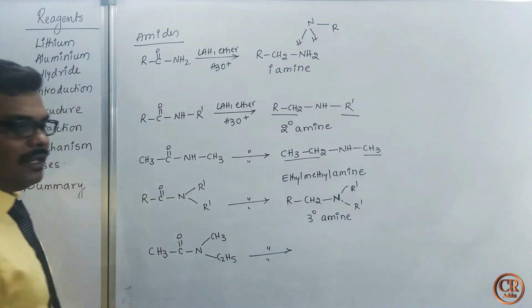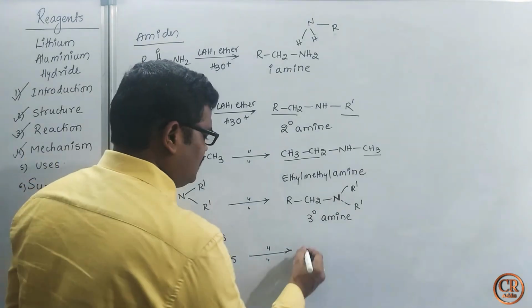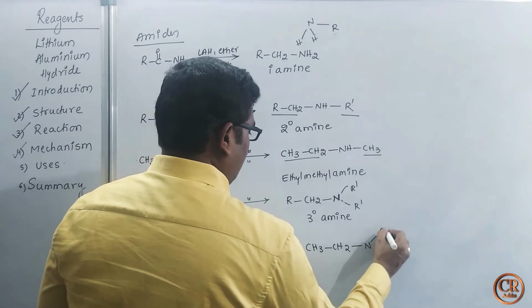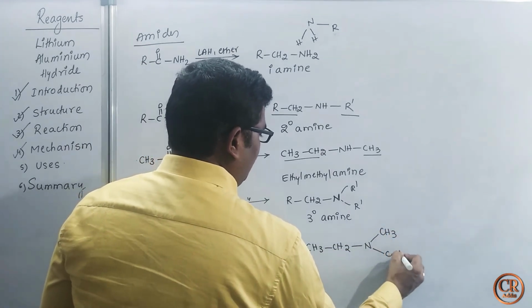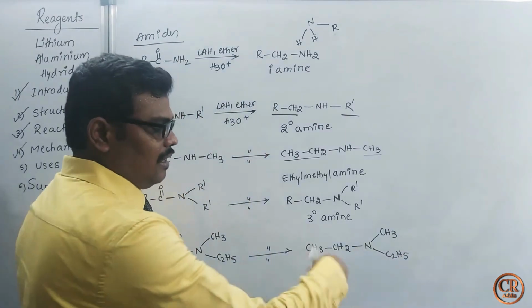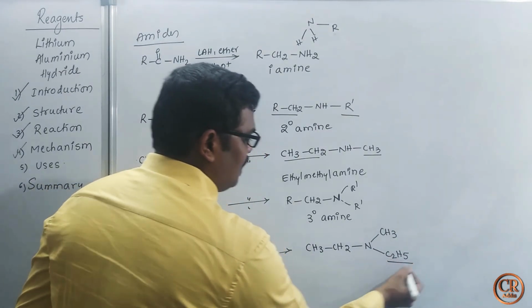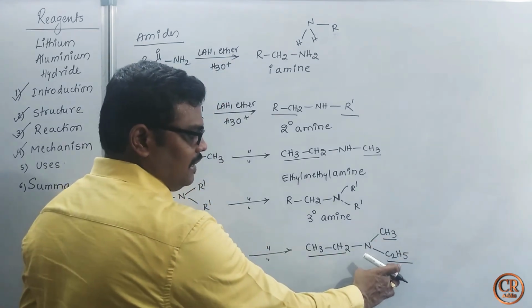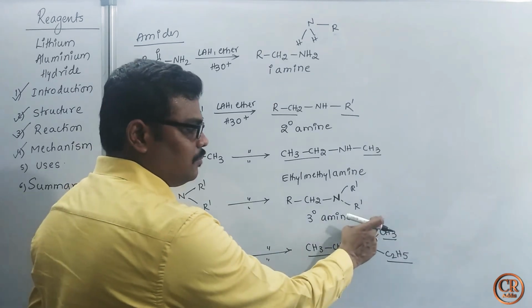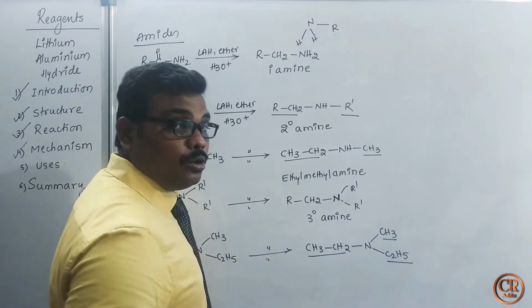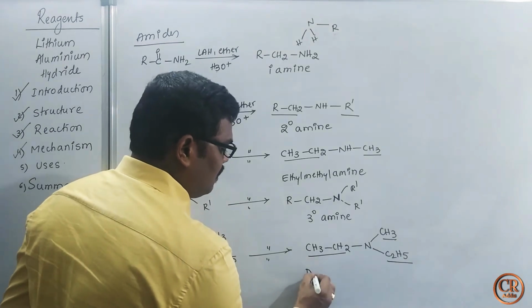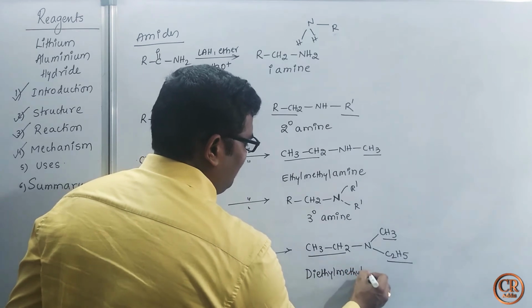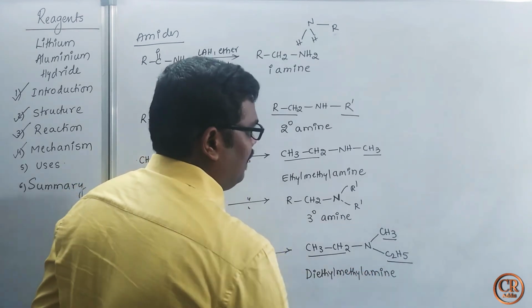When it reacts with lithium aluminum hydride in ether followed by acid hydrolysis gives CH3CH2 N CH3 C2H5. So here 3 alkyl groups are present on nitrogen. This is alkyl, this is alkyl, this is also alkyl. Name of this one is ethyl, this is ethyl and this is methyl. How many ethyl groups are there? 2 ethyl groups are there. That's why it is called diethyl methyl amine. Diethyl methyl amine.